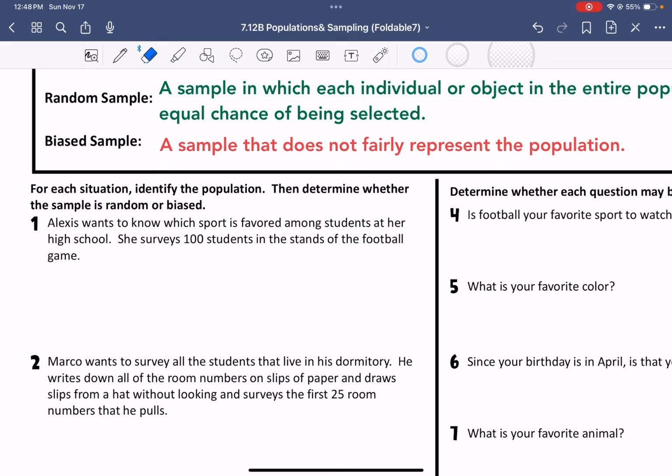She surveyed 100 students in the stands of the football game. So she's not giving everyone an opportunity because not everybody goes to the football games. So this population would have to include everybody at the high school. And because it's only asking the kids at the football game, that's not fair. But our population is the high school students.